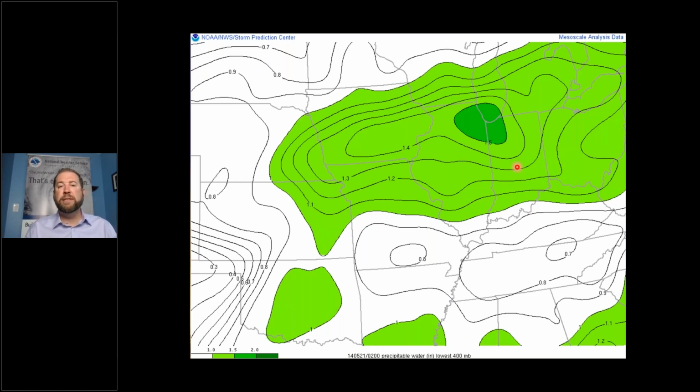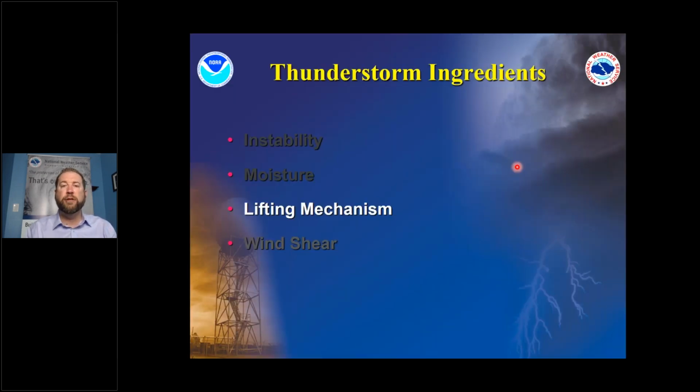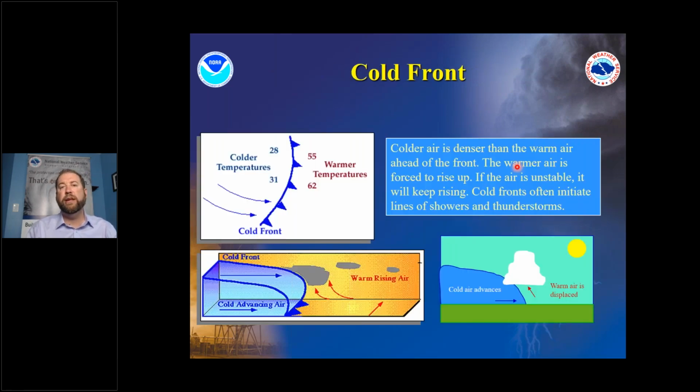So do they have instability? Yes. Do they have moisture? Yes. So far, this particular day from our example from the past, looks like Illinois is under some risk of weather. The last ingredient they need, at least for a thunderstorm, we'll get to shear in terms of severity, is you need something to make it happen. You can have the instability, you can have the moisture, but you need a trigger.